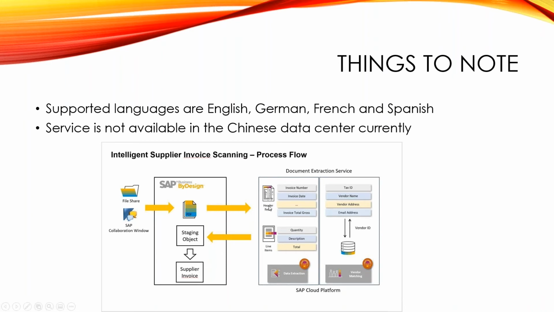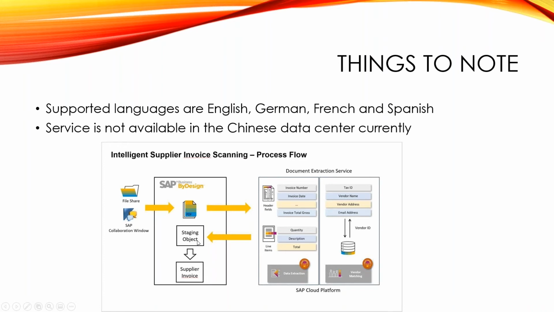So it'll read the header information from the supplier invoice, basically the invoice number, the invoice date, invoice total gross, the tax, your PO number, their PO number, things like that. And then it also reads the line item with the quantity, the description, the product, and the total. And then as you go to the vendor side, it'll read the vendor information, the vendor address, emails, tax IDs, and things like that. And then it brings it back into the system.